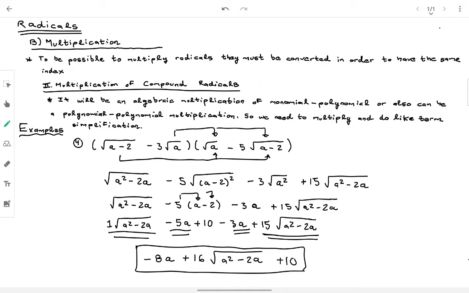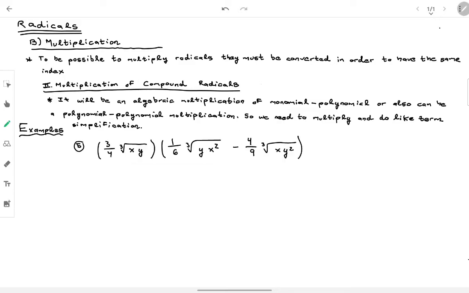So the idea is very simple. We multiply polynomial times polynomial, and then we do like term simplification. Let's see one last exercise. On this one we have fractions, but it's going to be exactly the same. Here it's going to be a monomial that multiplies a binomial, so it will be this one that multiplies the two of them.